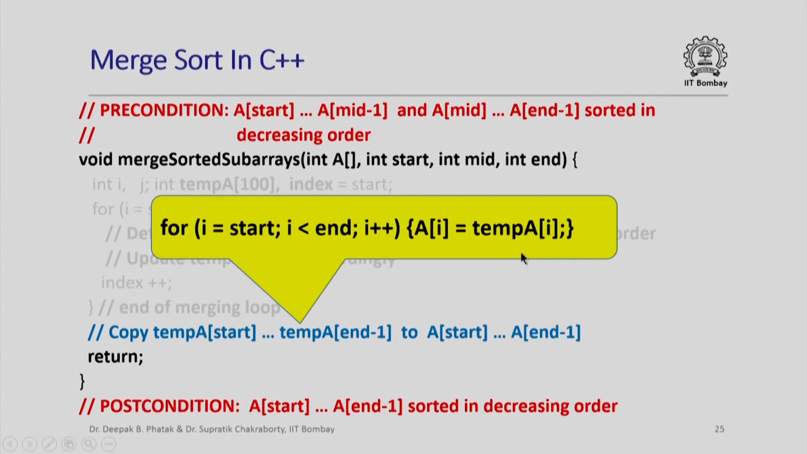So this is done by a simple for loop over here, where I have reused the running index for the first subarray here to denote the index which I am copying from temp A to A, the index at which position I am copying from temp A to A.